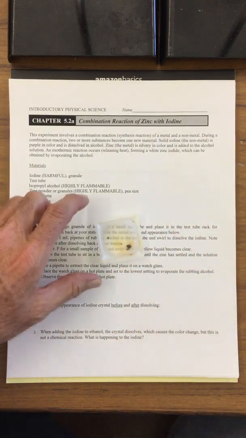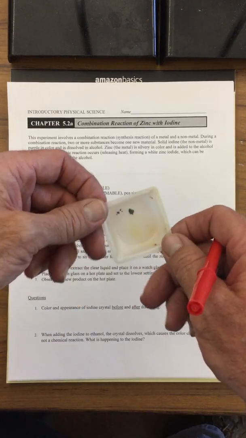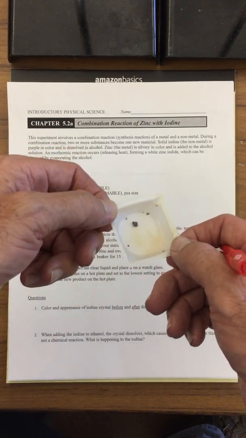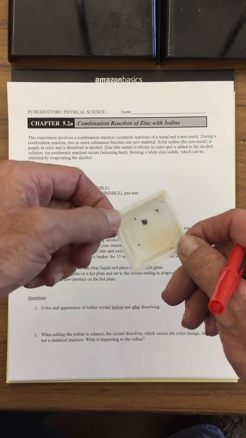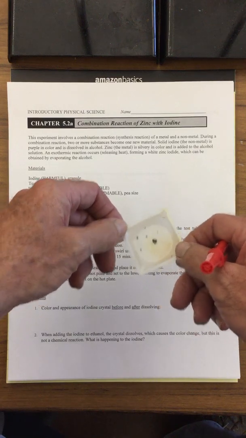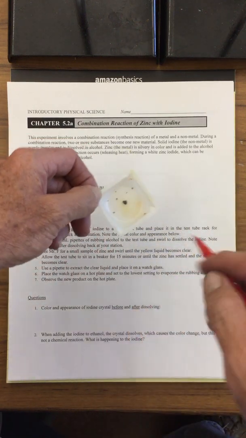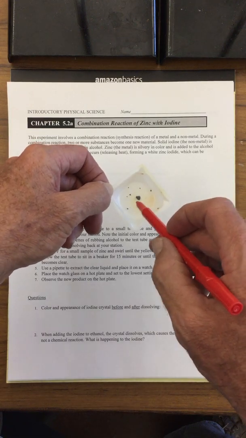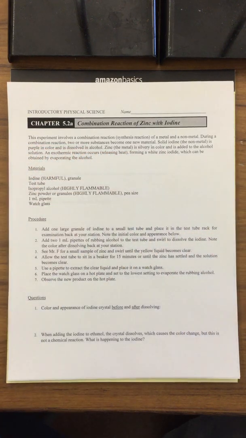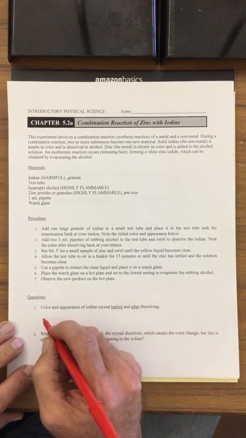Okay, this is the iodine crystal. I'm going to see if we can get a little closer. It's slightly purplish in color, and it is a little sparkly. And that's what it looks like before. And when we put it into the alcohol for after dissolving, it looks kind of like this coloration right here. It's kind of a yellowish orange. So that's what iodine looks like before and after.